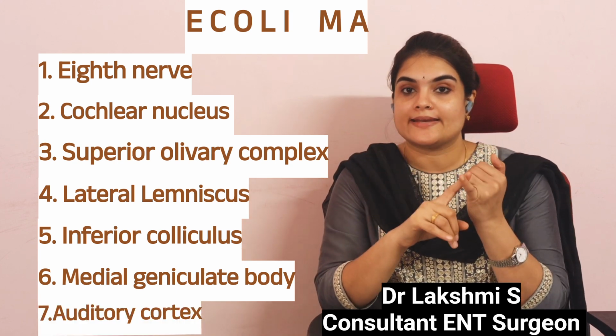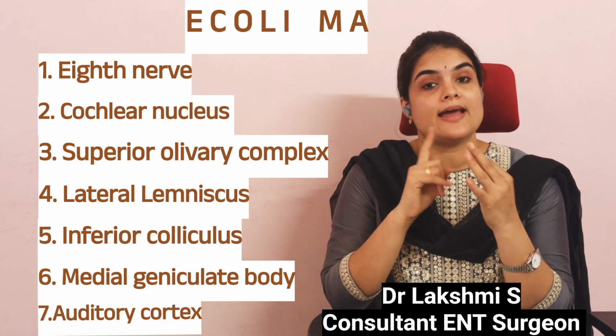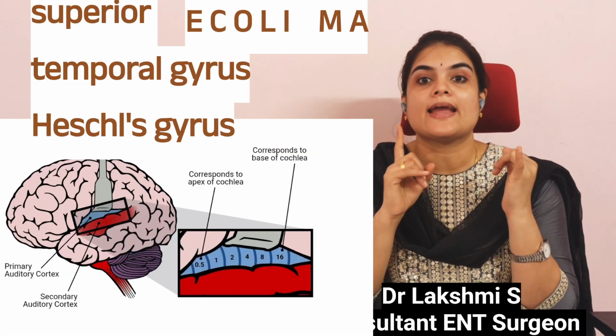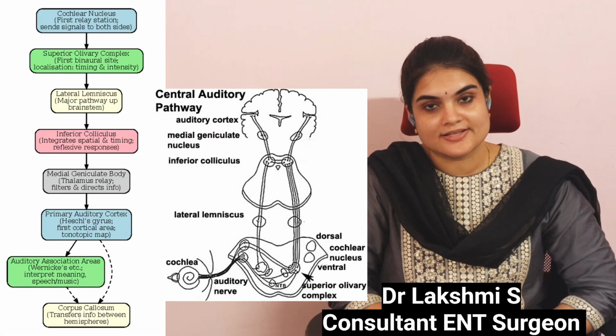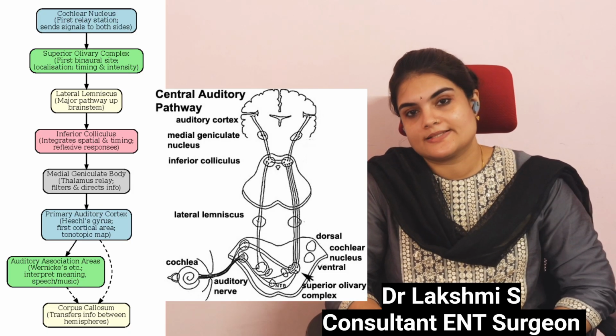So once more: eighth nerve, cochlear nucleus, superior olivary complex, lateral lemniscus, inferior colliculus, medial geniculate body, and auditory cortex. These 7 structures form the auditory pathway. Coming to how we perceive sound. Remember your physics lesson, sound is formed by movement of particles. So it is an energy formed by movement of particles.